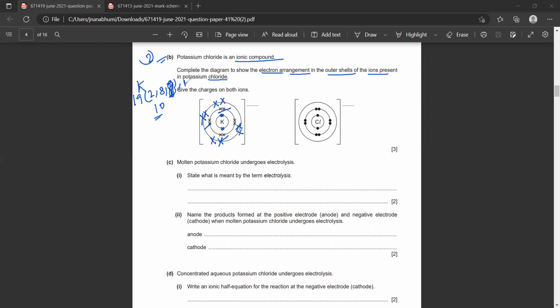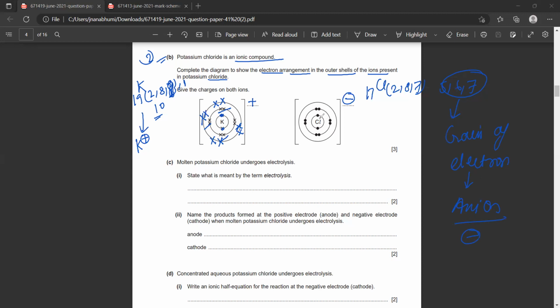So a charge will be here because potassium is losing 1 electron from the last orbit. So it will be K plus. So here a plus charge will be there. And for chlorine, the chlorine atomic number is 17. So 2, 8, 7. So when an atom has 5, 6, 7 electrons in the last orbit, it gains an electron. Gain of electron happens and it forms an anion. So there is a negative charge on the anion. So it will contain a minus charge. And the last orbit gains 8 electrons.